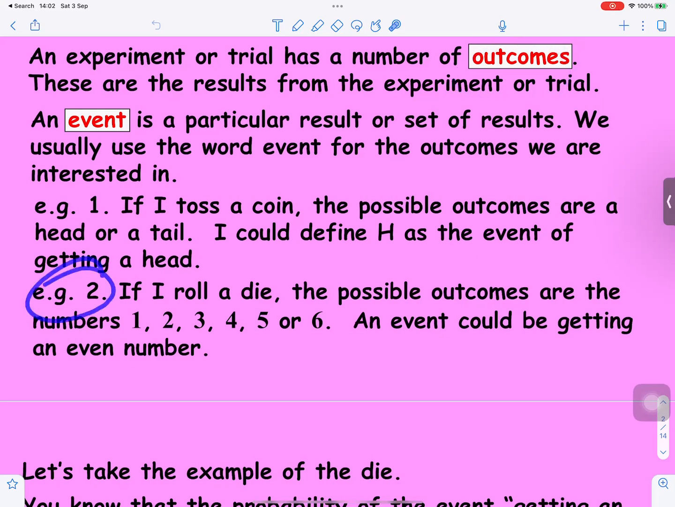Example 2. If I roll a die, the possible outcomes are the numbers 1, 2, 3, 4, 5, 6. An event could be getting an even number, which could be 2, 4, or 6.